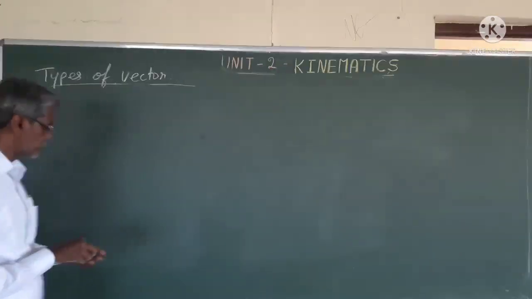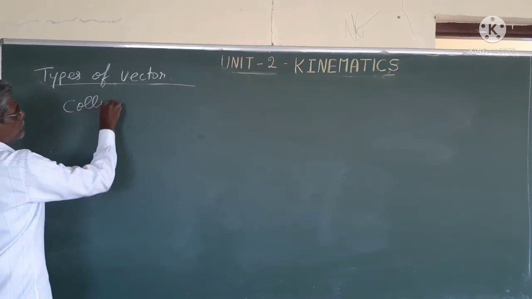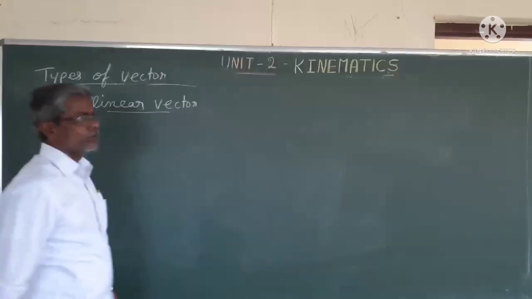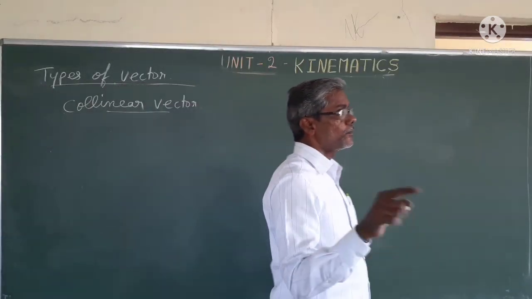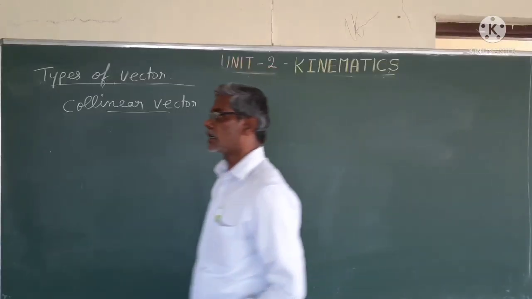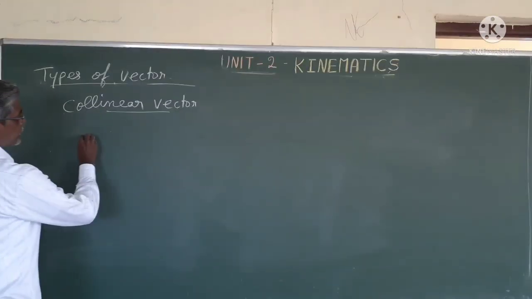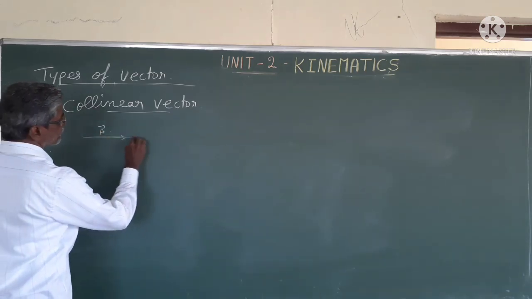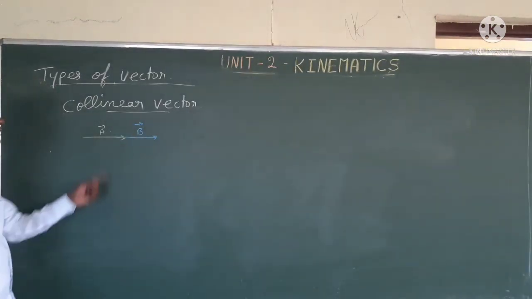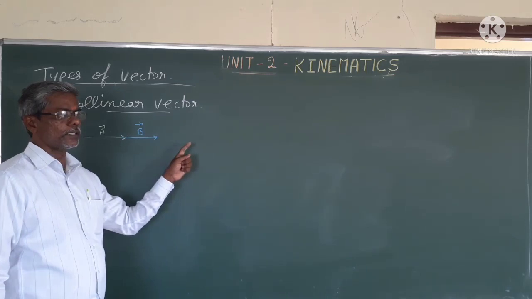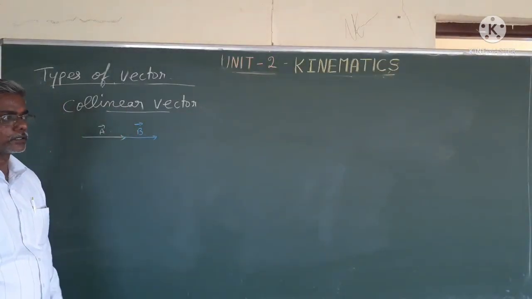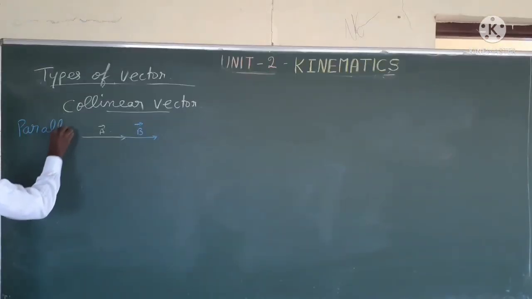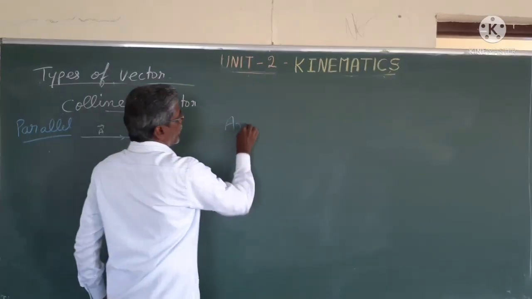Next, we will go to collinear vectors. If two vectors lie on the same line, then I can call them collinear vectors. For example, this is A vector and this one is B vector. Now you see, these two vectors lie on the same line, so I can call them collinear vectors. In collinear vectors, we have parallel vectors and the other one is anti-parallel vectors.